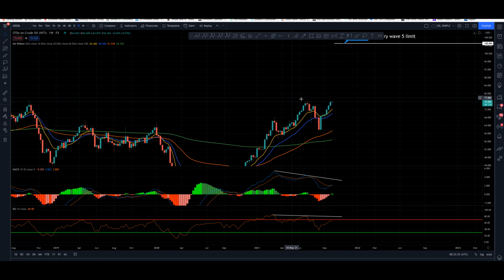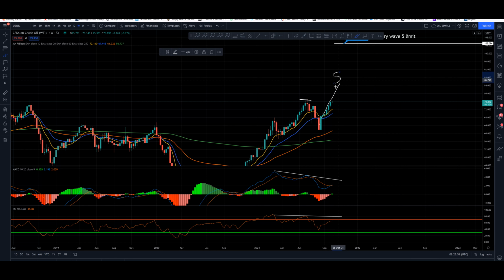I think clearing the wave 3 top is a given. I mean, it's not 100%, but I think given how close we are, clearing the wave 3 top for the 5 is highly likely. How far we go beyond that, I don't know.